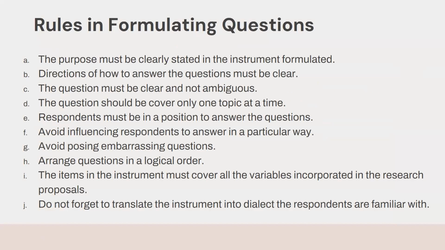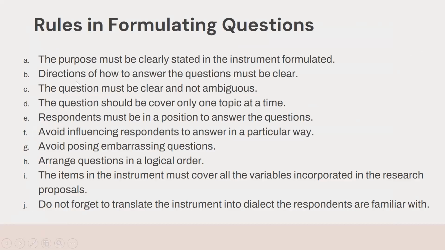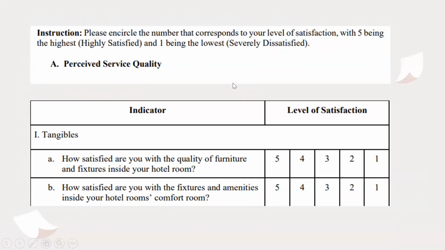Rules in formulating questions. First, the purpose must be clearly stated in the instrument formulated. Directions on how to answer the questions must be clear. Let's go back to the earlier example. This is their questionnaire example. It says here, directions on how to answer the questions must be clear. Here, the instructions: please encircle the number that corresponds to your level of satisfaction, with 5 being the highest and 1 being the lowest. So the instruction is clear. When respondents read the instruction of the questionnaire, they understand it right away.